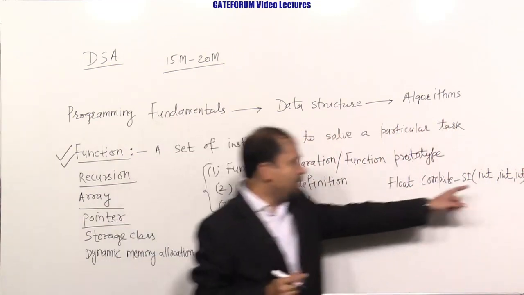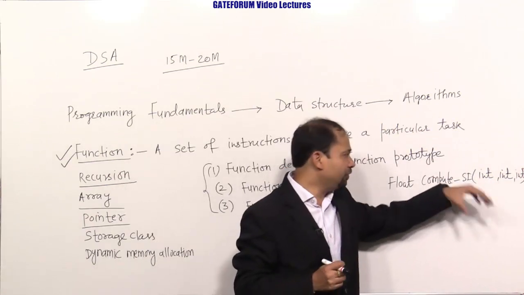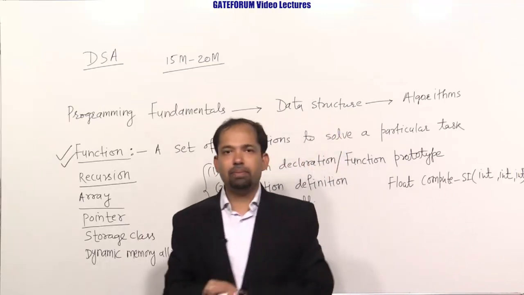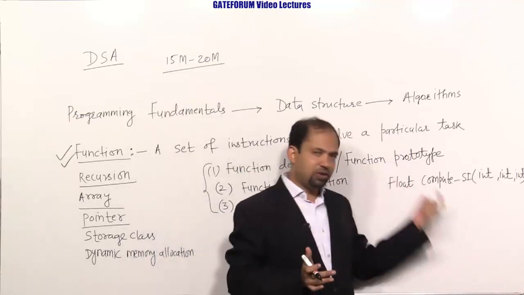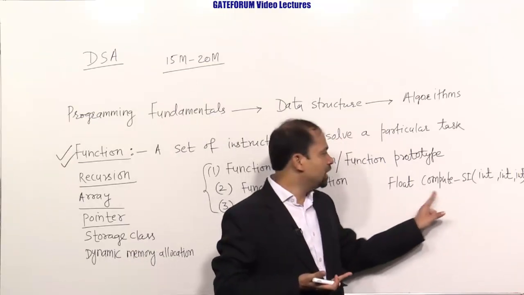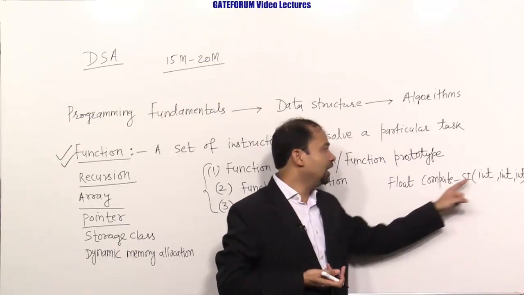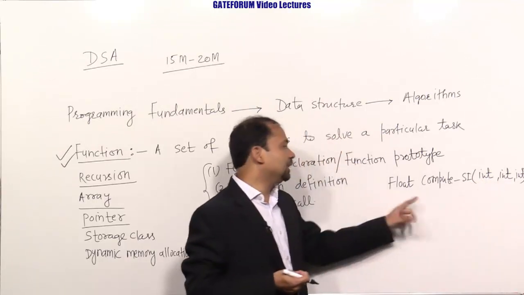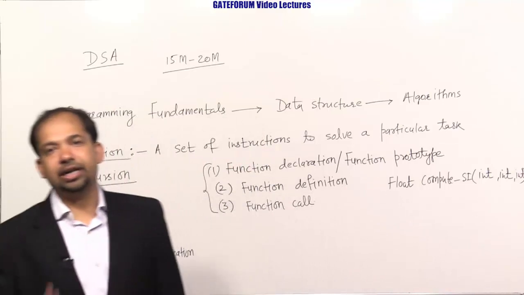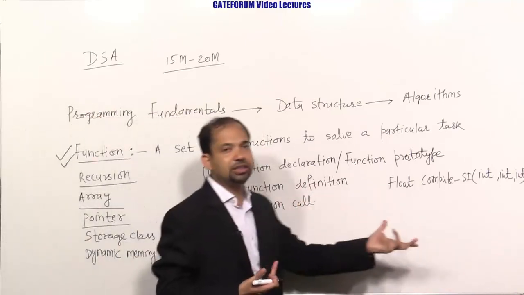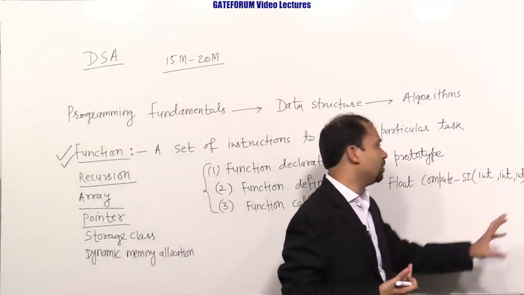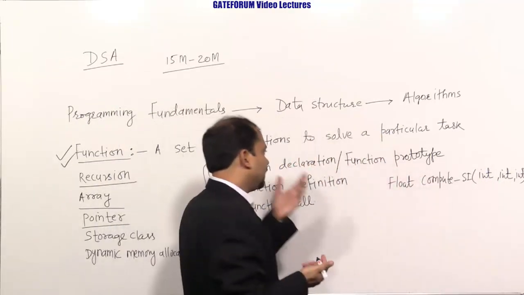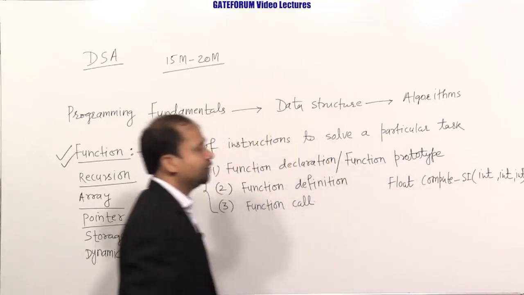Here you can pass the variable names also, but even if you don't pass them, no problem, because by this statement the compiler will get to know that there is a function going to be used later on whose name is compute_si, and it is going to take 3 input parameters, all of integer type, and it will return a float data item. So this is going to give you the signature. Either you can write int, comma int, comma int, or you can pass the names of the variables. Both will work.